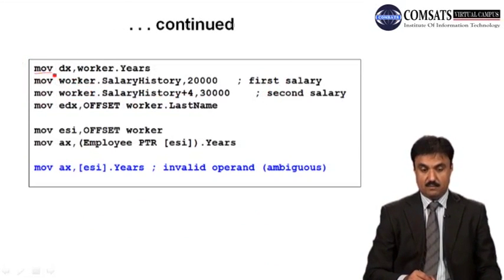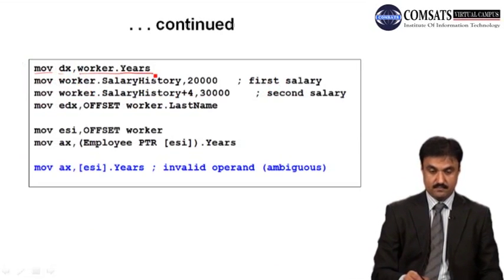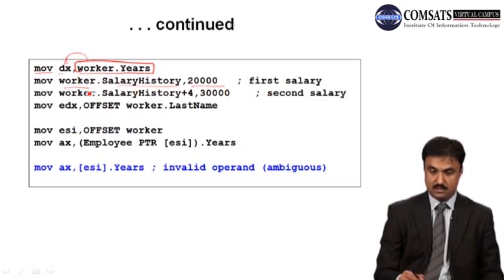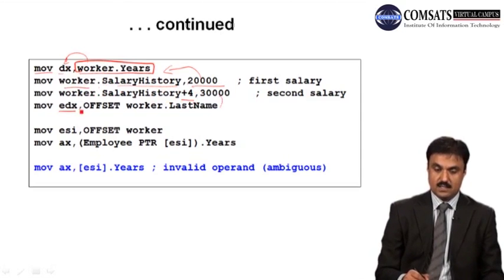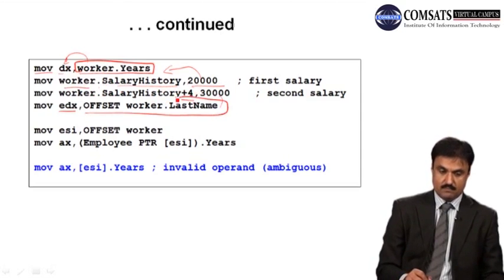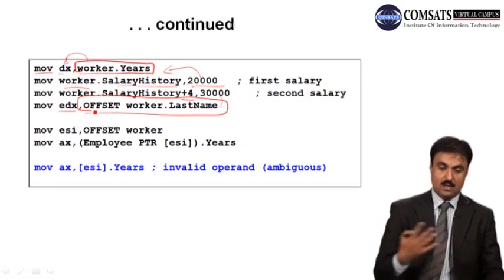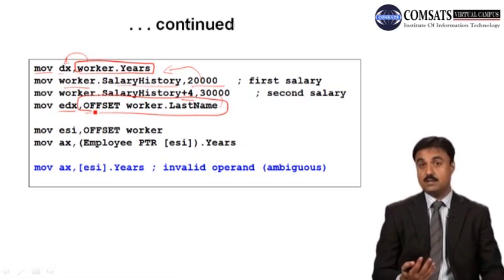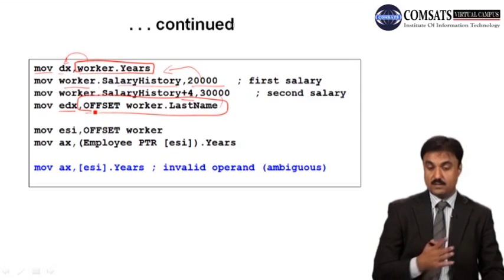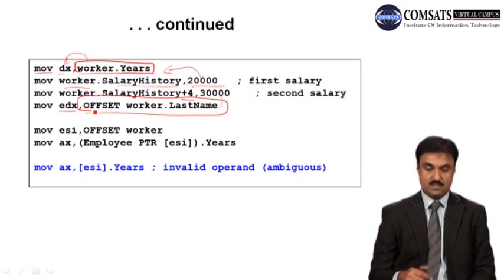Here we can use a mov instruction, whatever, such as worker.years into dx. Or we can use worker.salaryHistory, 2000. So the first salary, you can assign 2000 to the first element, and the second element is worker.salaryHistory plus 4, and then edx has the OFFSET worker.lastName and so on. So this is the way you can assign values to, or read values from, the elements or fields of a structure.